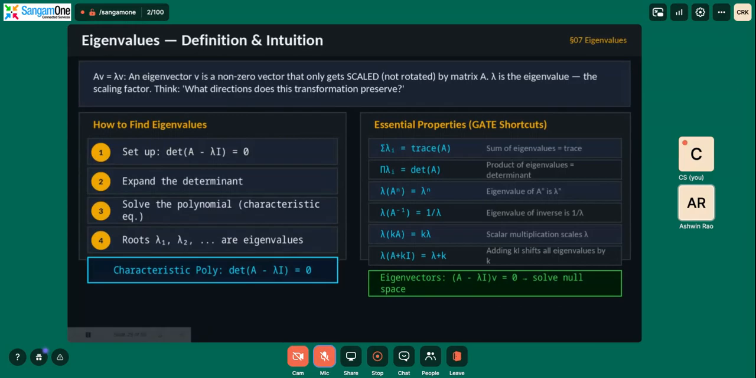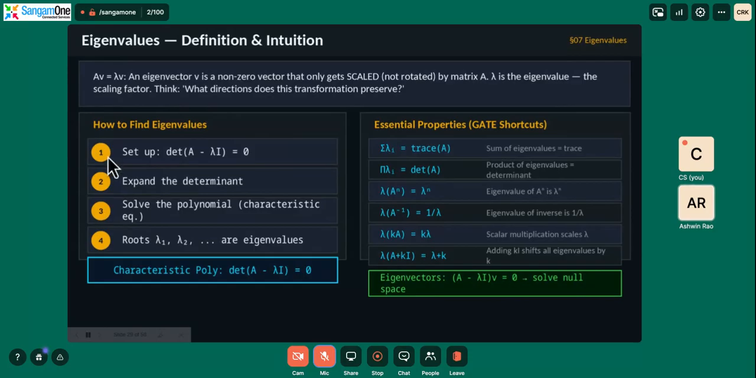Here eigenvalues, as you can see, AV equal to lambda V. Eigenvector V is a non-zero vector that only gets scaled, not rotated by matrix A, where lambda is the eigenvalue, the scaling factor. What direction does this transformation preserve? Please think in that direction. And how to find the eigenvalues is the theory.